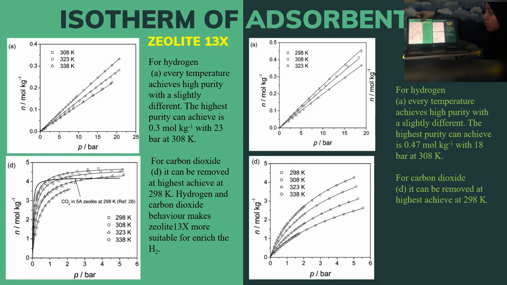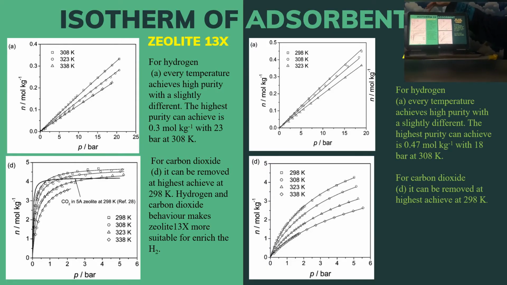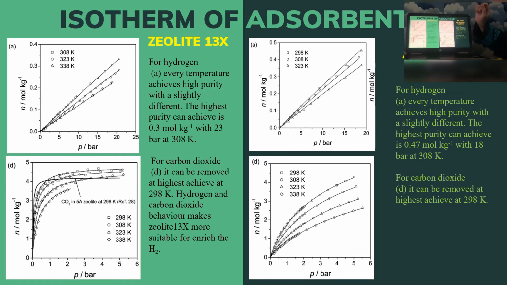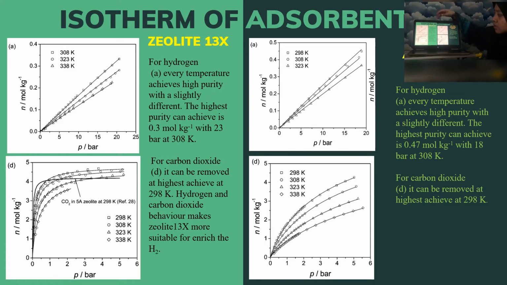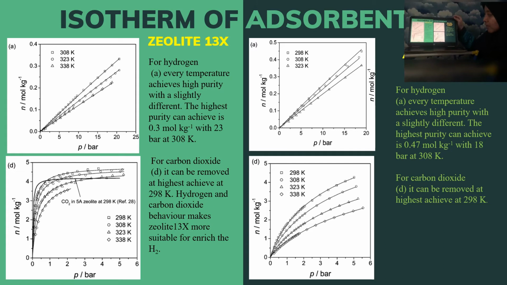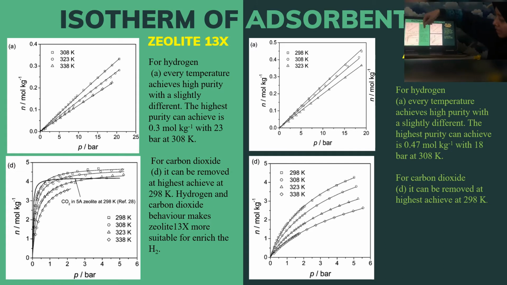In the first graph, for hydrogen, every temperature achieves high purity with slightly different values, and the highest purity that can be achieved is 0.3 mol per kg at 23 bar and 308 Kelvin. And for carbon dioxide, for zeolite 13X, it is removed at the highest level at 298 Kelvin. This hydrogen and carbon dioxide behavior makes zeolite 13X more suitable for enriching the hydrogen.